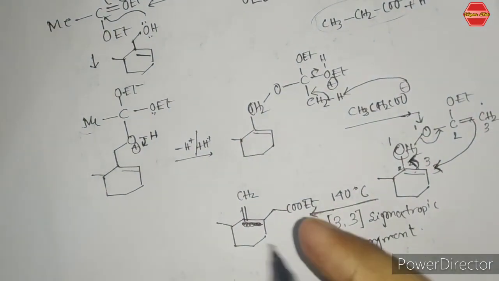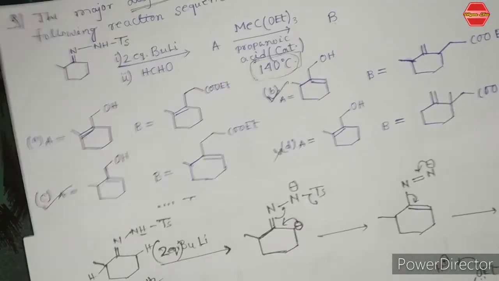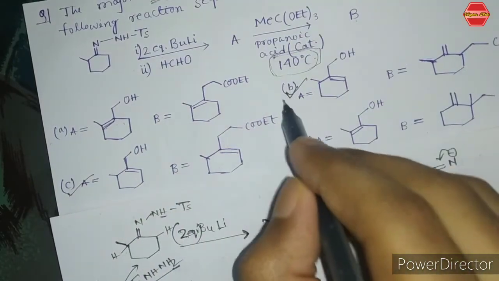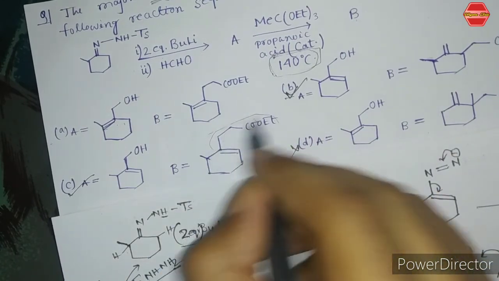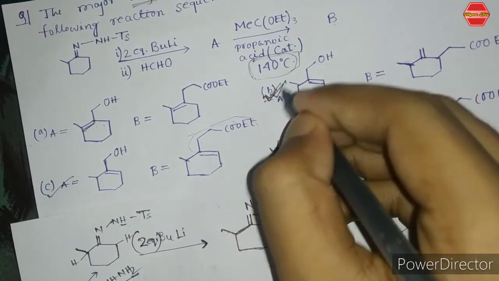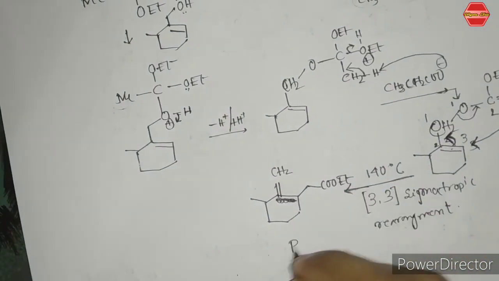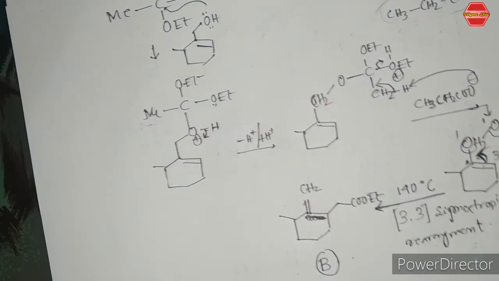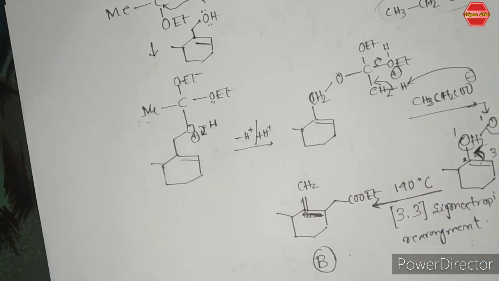Now check with your options. We have already ruled out these two options, A and D, and we have left these two options, B and C. Now see, this cannot be a possibility, this cannot be an option, so the only option that is left is option number B. So this is your final product, that is B.